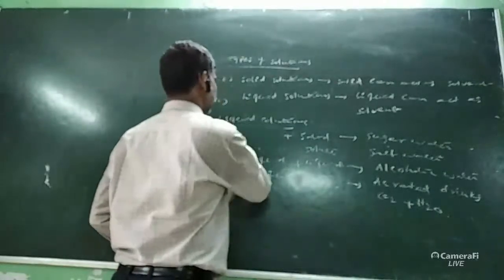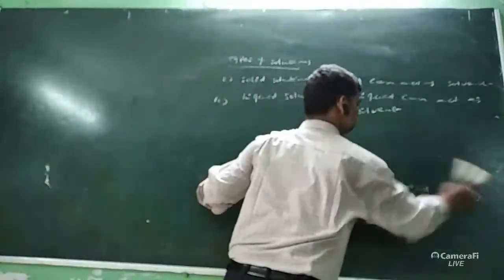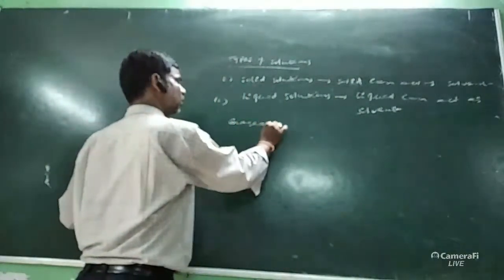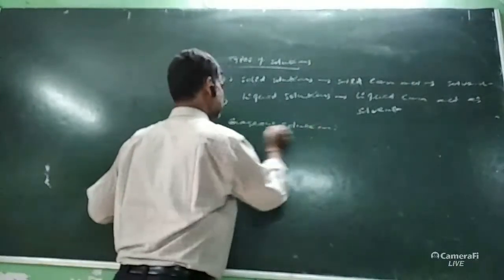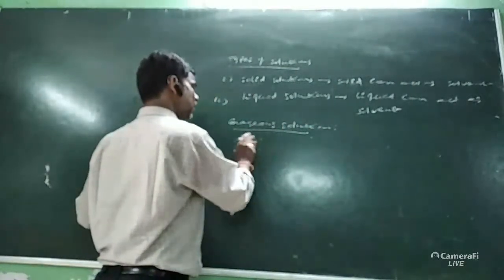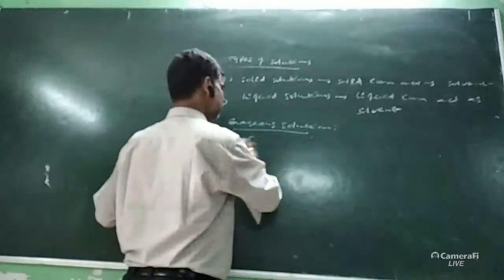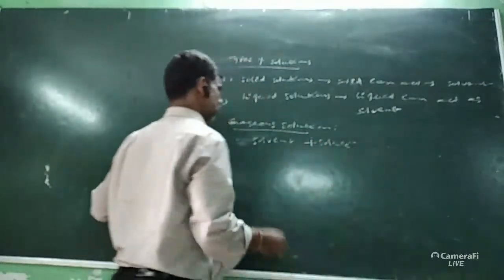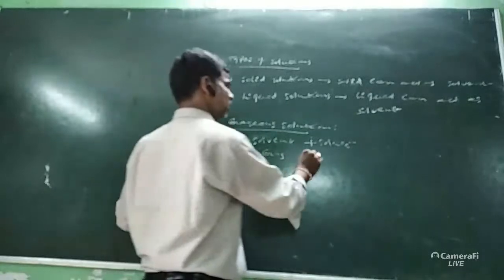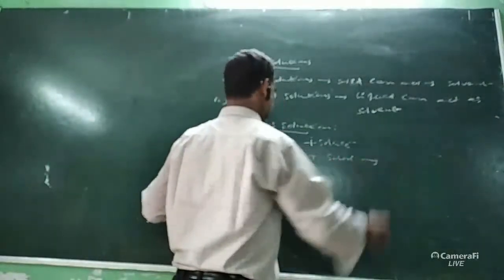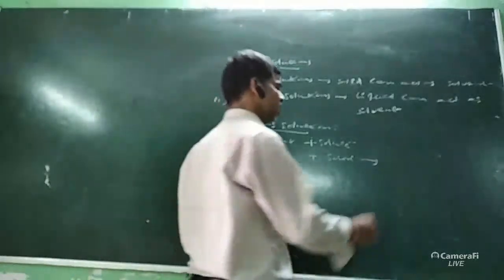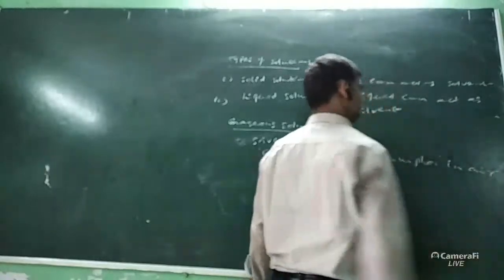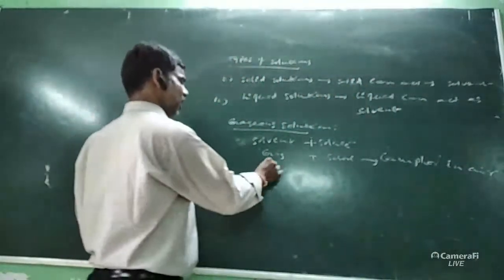Similarly, we have gaseous solutions. Here the gas is the solvent and the solute is solid. So more gas and less solid. Example: camphor in air.